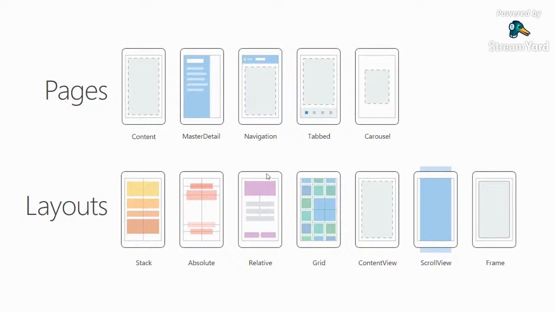Next one is on layouts. The layouts are stack layout, absolute layout, relative layout, grid layout, content view, scroll view and frame. Based on your requirement, you can choose any of the layouts. Most people use stack layouts, and if you're going to work on a complex UI, you should use absolute layout to achieve exactly the screen you need. Another one is flex layout, which I think is missing in this presentation.